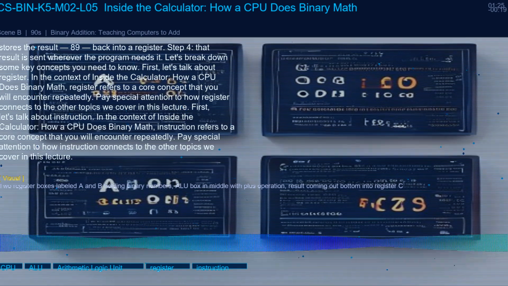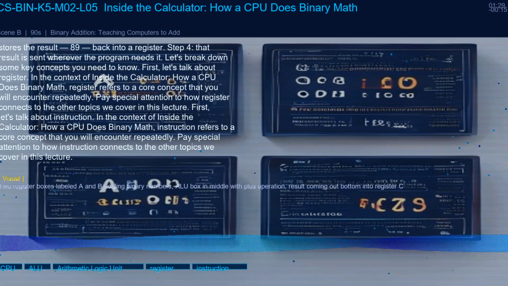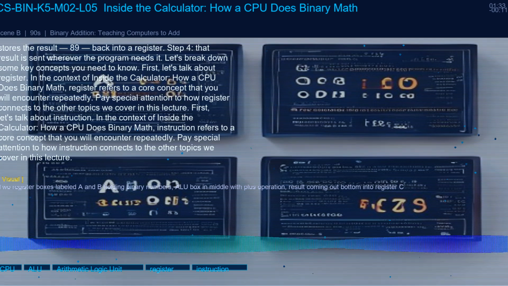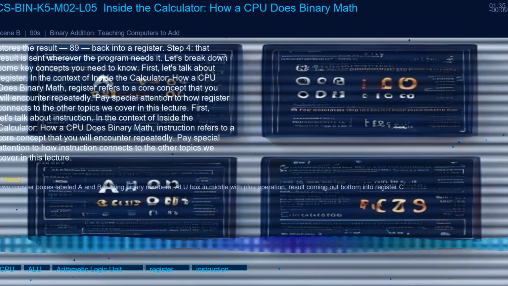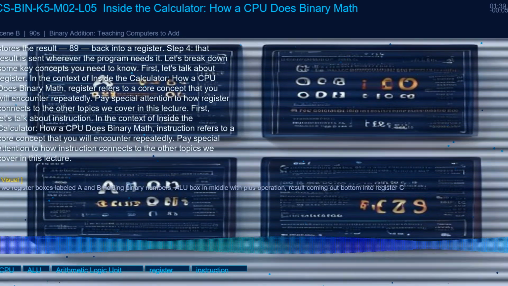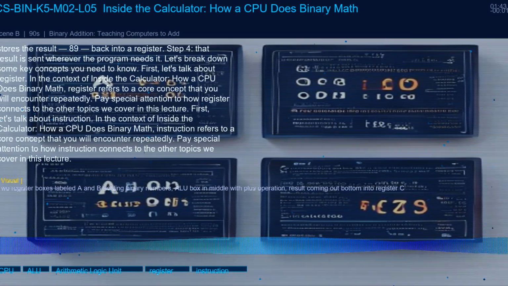First, let's talk about instruction. In the context of Inside the Calculator: how a CPU does binary math, instruction refers to a core concept that you will encounter repeatedly. Pay special attention to how instruction connects to the other topics we cover in this lecture.